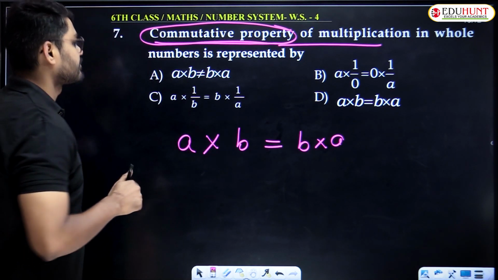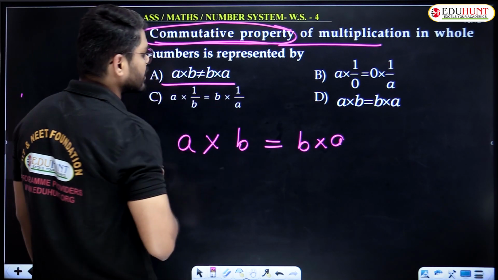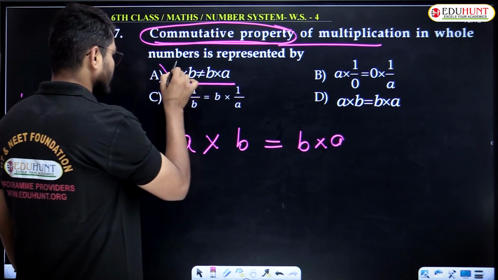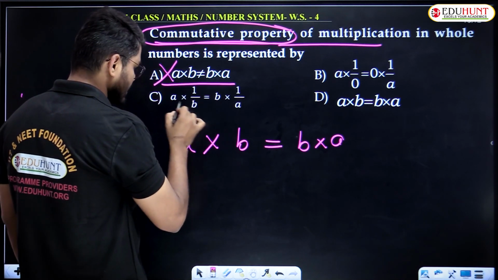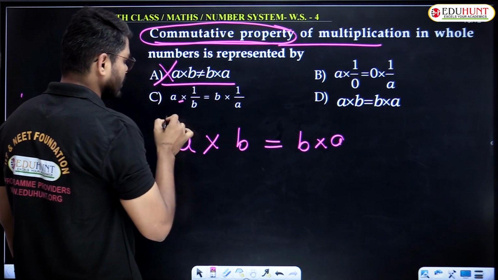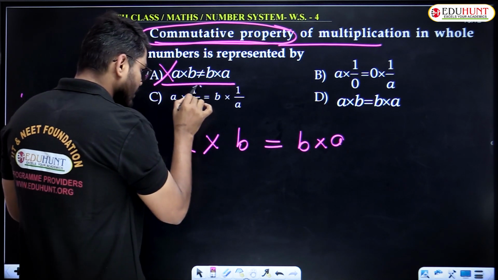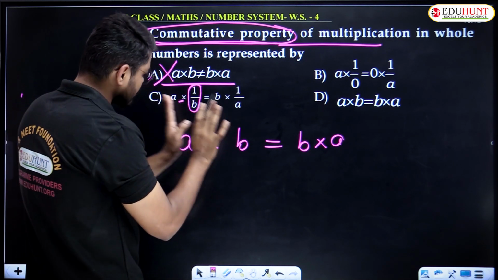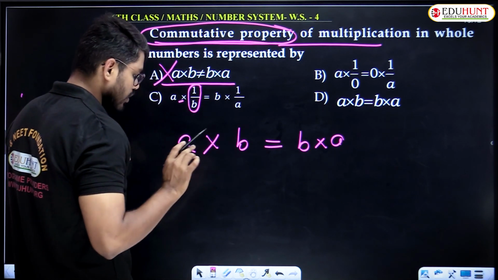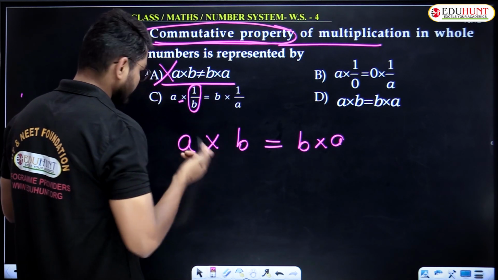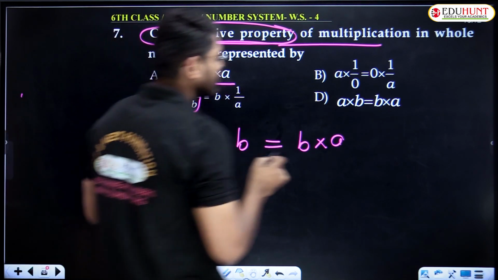See where it is. A into B is not equal to B into A. No. 1 by A into 1 by B is equal to B into 1 by A. See, 1 by B, there is no number 1 by B in whole numbers. So this is also wrong.